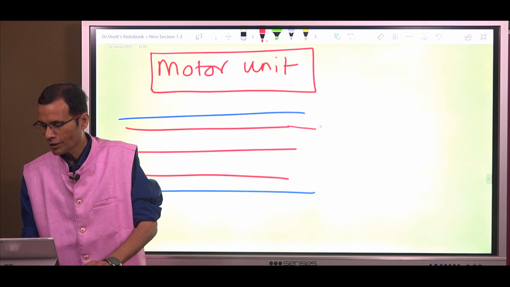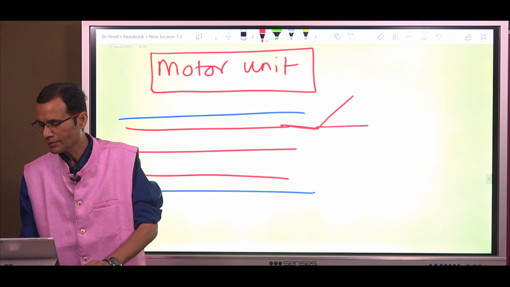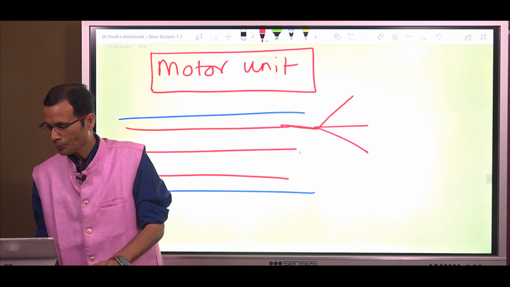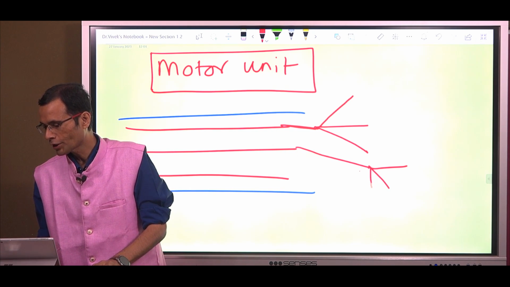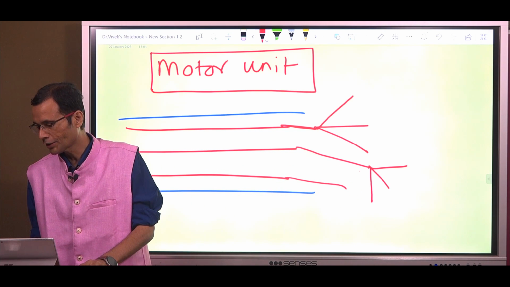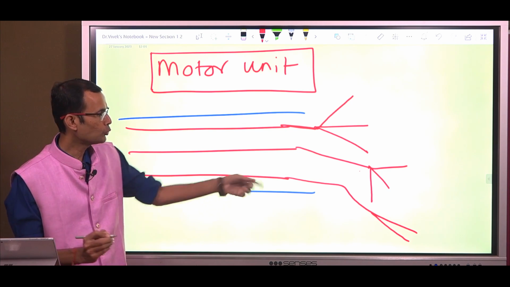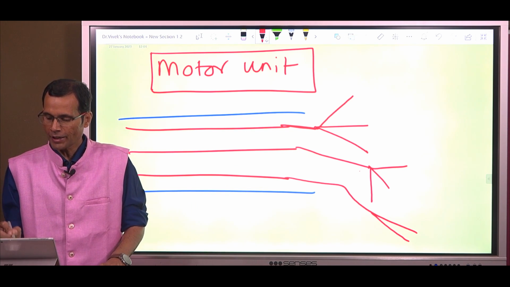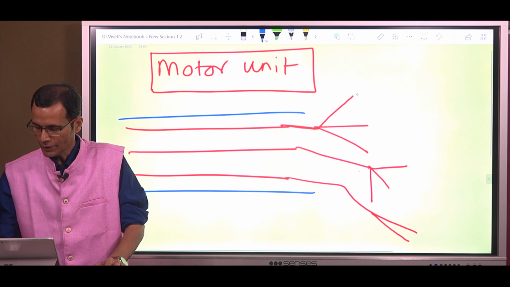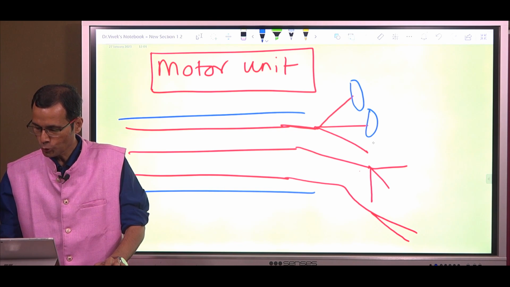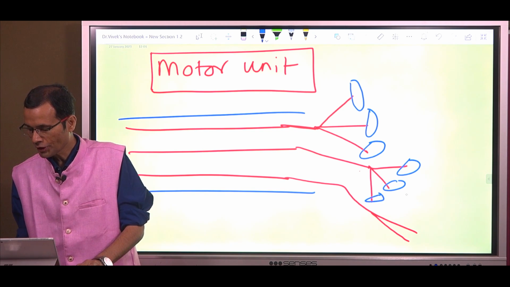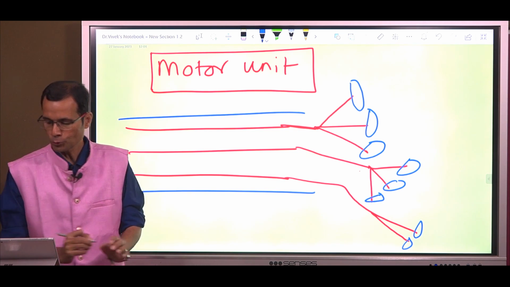Now this motor neuron has its branches. This axon has 3 branches as shown there. Another motor neuron, its axon has got 3 branches, and a third one which has got, let's say, 2 branches, and they supply the muscle fibers. Let's show the muscle fibers. 1, 2, 3. Then 1, 2, 3 and 1 and 2.